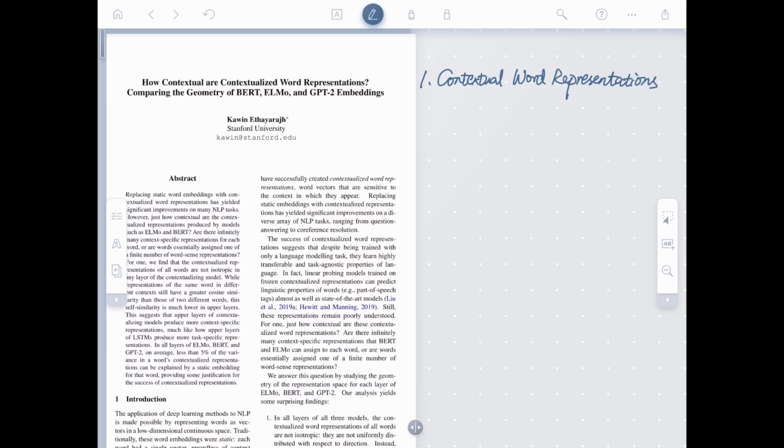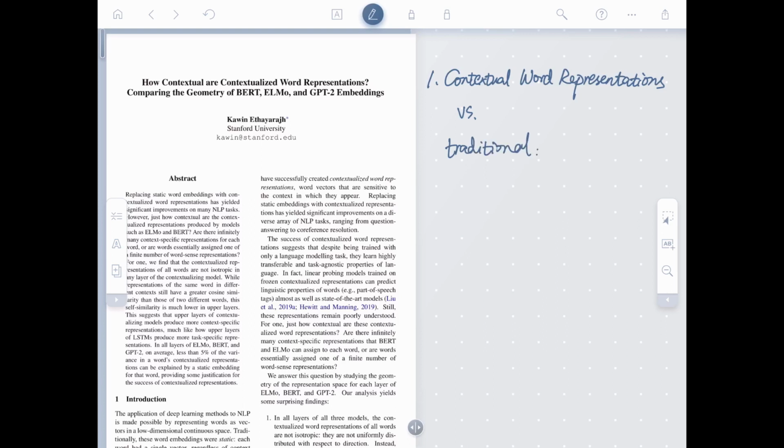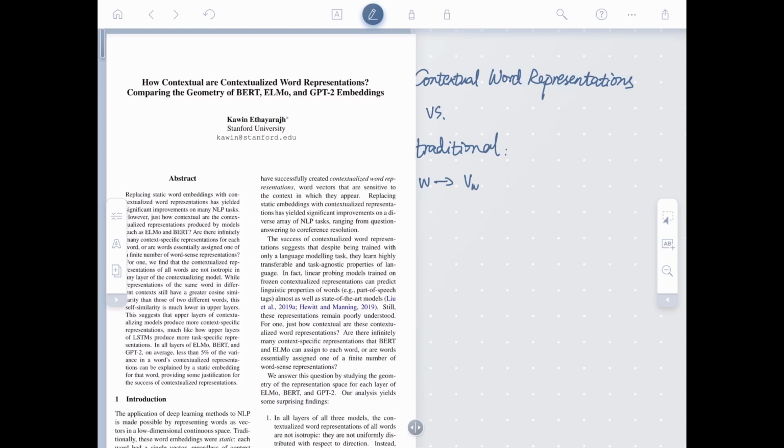The difference between contextualized word representations and traditional word representations is that in a traditional one, a word corresponds to one vector. No matter which sentence the word is in, you represent the word with one fixed length vector. Whereas in the contextualized word representation, you encode a sentence.